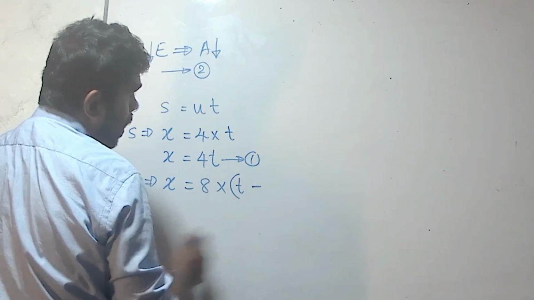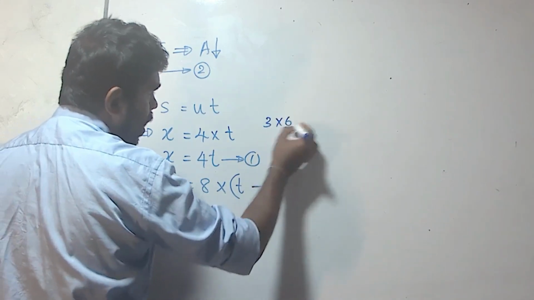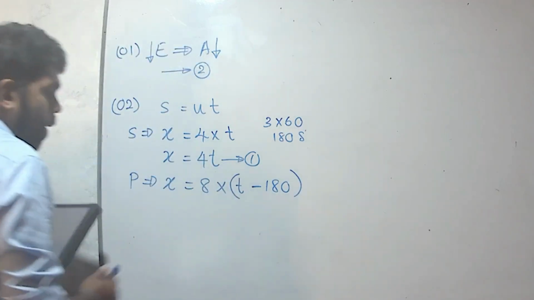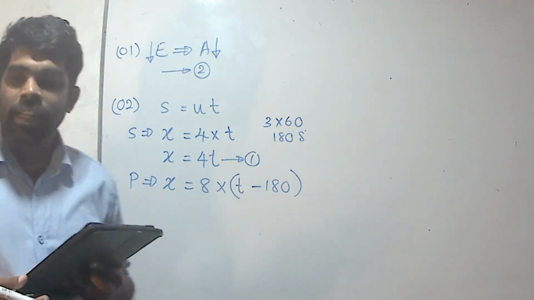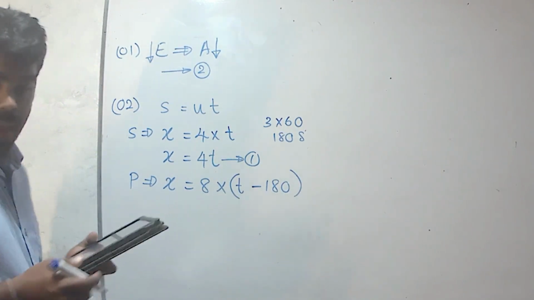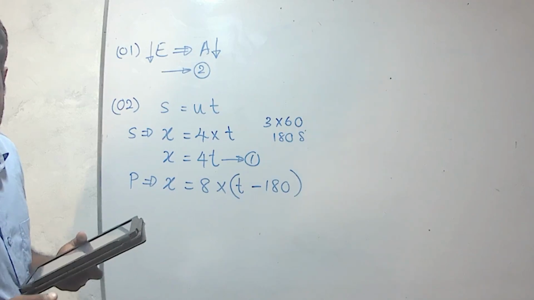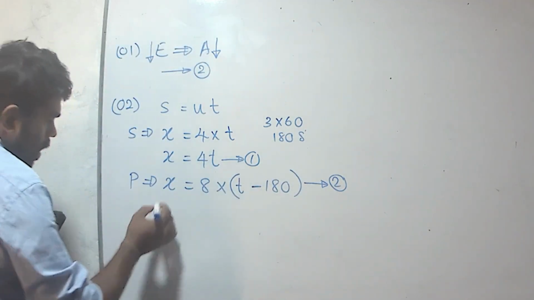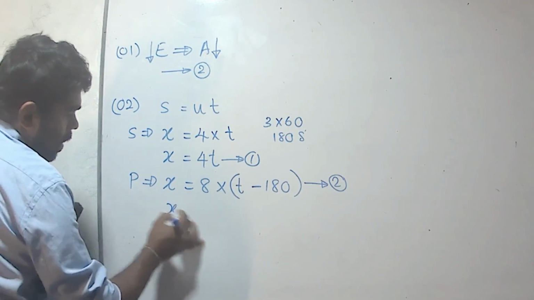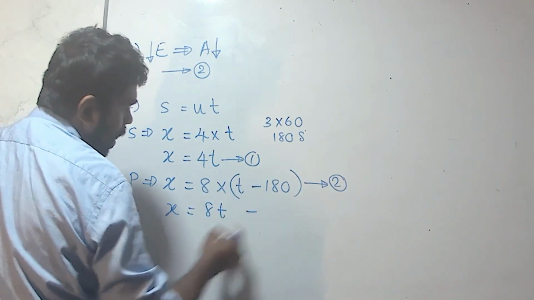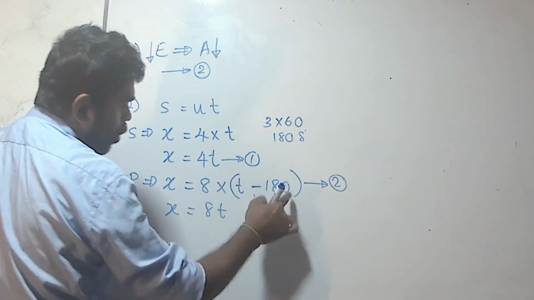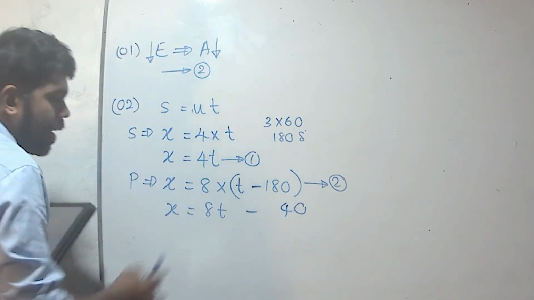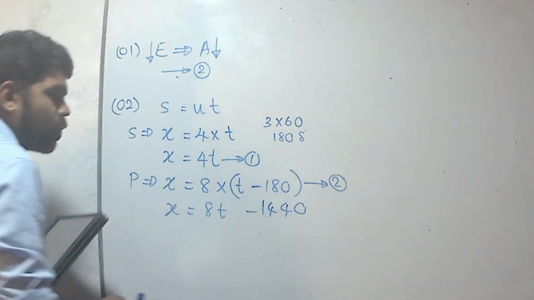Then 3 minutes means 3 into 60, 180 seconds. Then we can substitute 180 seconds. t minus 180 seconds is the time for the P wave. Then we get the second equation. Now we can simplify to find the value of x. Then x equals 8t minus 8 into 180, which is 1440.